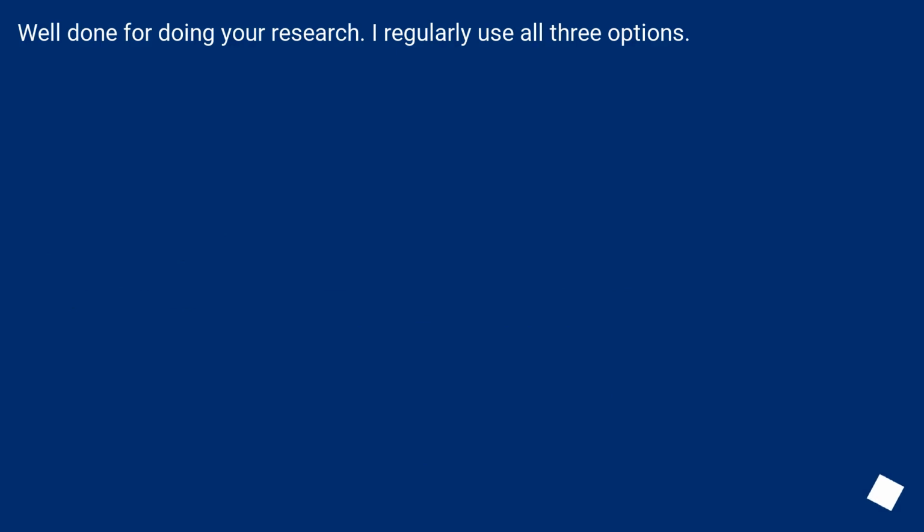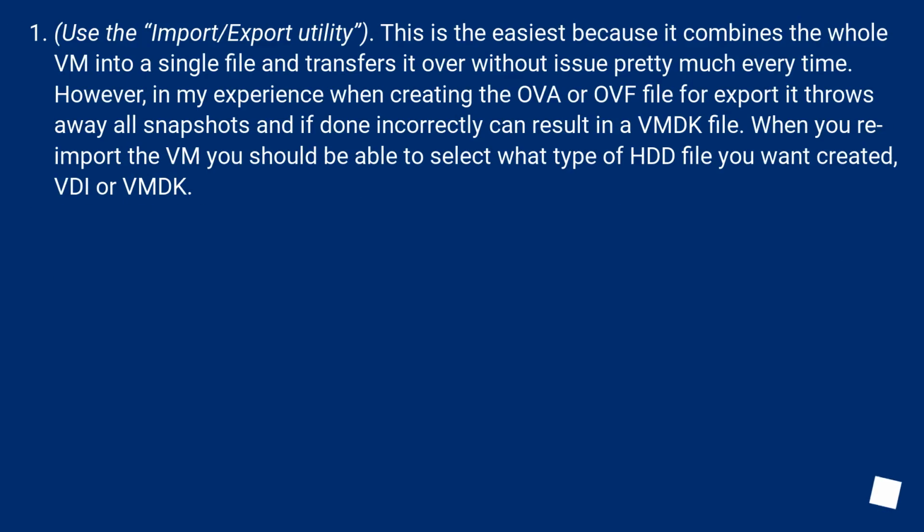Well done for doing your research. I regularly use all three options. Use the import/export utility. This is the easiest because it combines the whole VM into a single file and transfers it over without issue pretty much every time. However, in my experience when creating the OVA or OVF file for export, it throws away all snapshots and if done incorrectly can result in a VMDK file. When you re-import the VM, you should be able to select what type of HDD file you want created, VDI or VMDK.